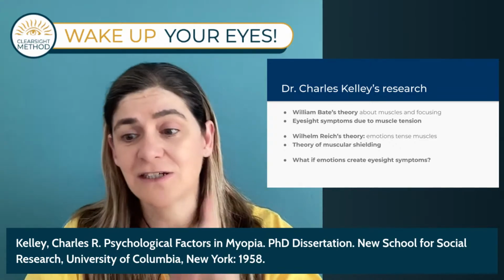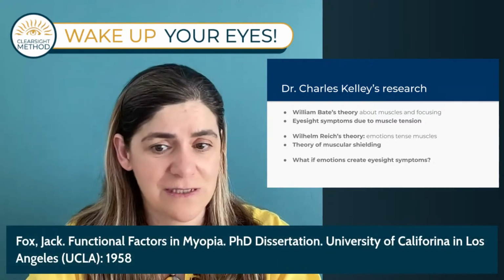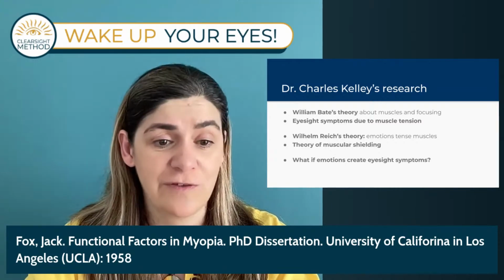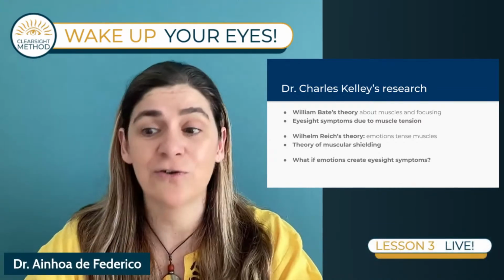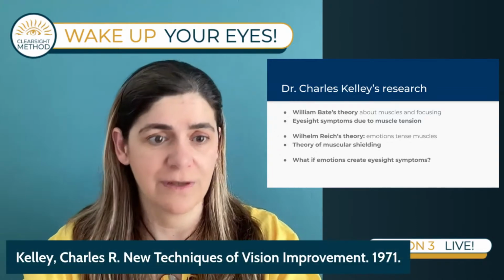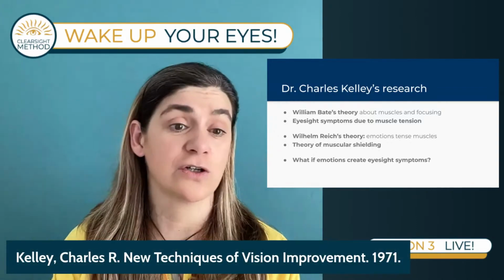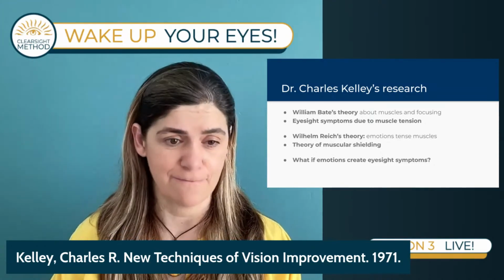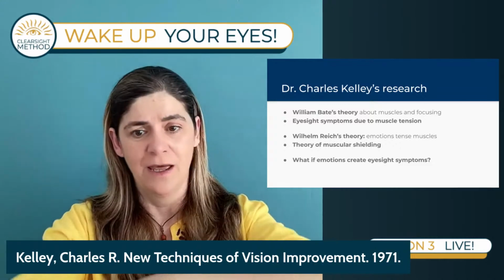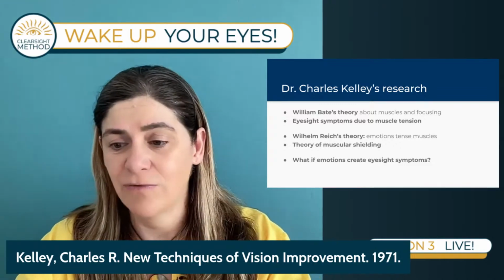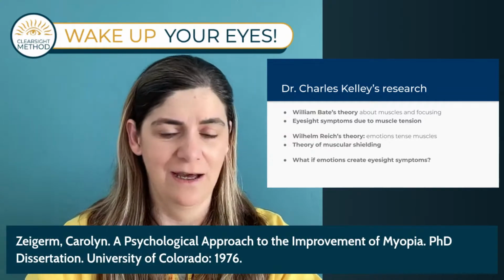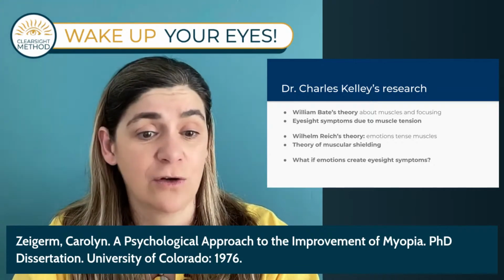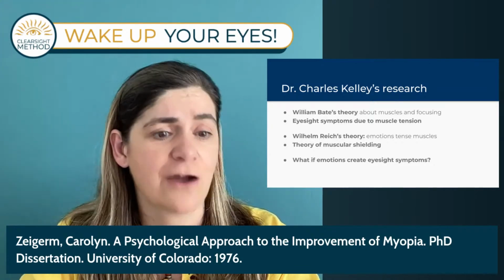So later on, well, actually that same year, there was another PhD at the University of California in Los Angeles, UCLA, on the functional factors in myopia. And later on, Charles Kelly himself wrote a book that was more expanded and didn't talk just about myopia, nearsightedness, but also about other eyesight symptoms and other processes. The book was called New Techniques of Vision Improvement, published in 1971. And around that time, there was another PhD dissertation at the University of Colorado called A Psychological Approach to the Improvement of Myopia by Caroline Zager.